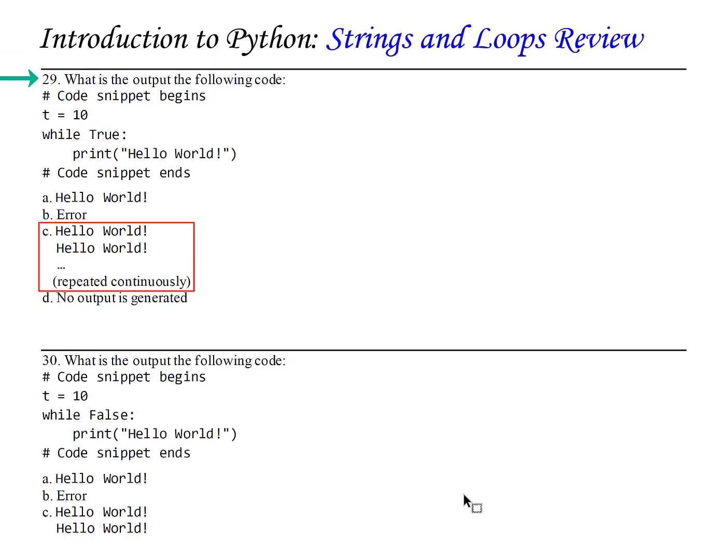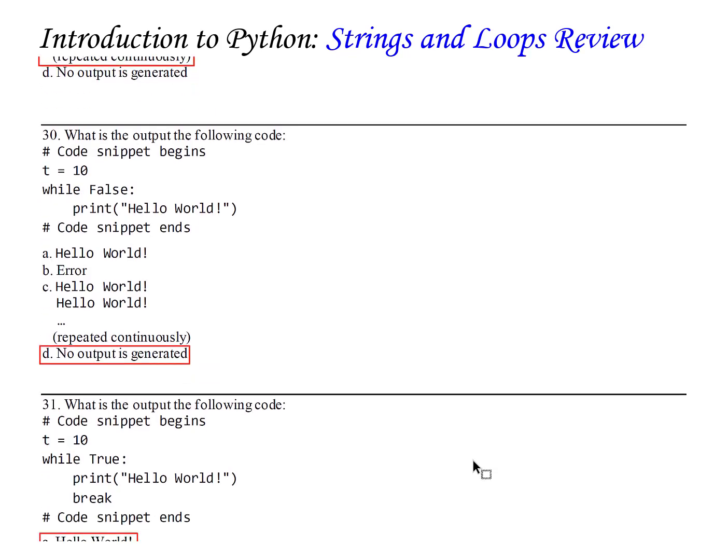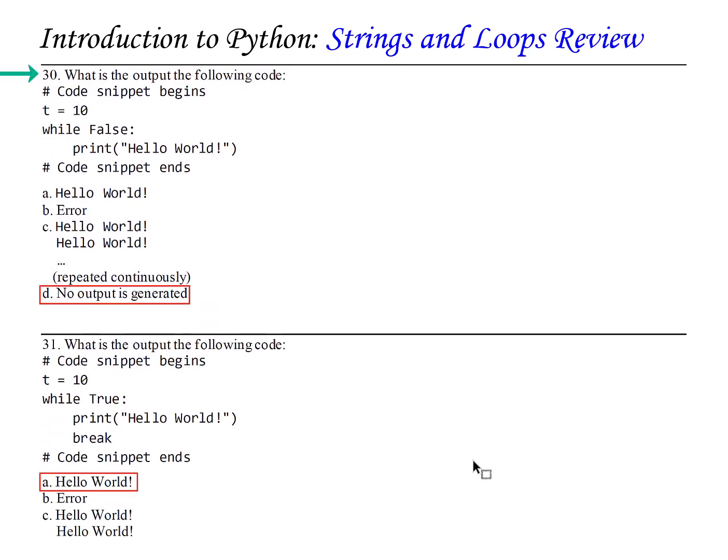Now let's take a look at this number 29, while true, and of course that would be an infinite loop. There's nothing to stop that loop from running, so it's C. It continuously prints hello world. Conversely, let's look at 30. While false, it never enters the loop body. No print statement is executed. No output is generated. Answer is D.